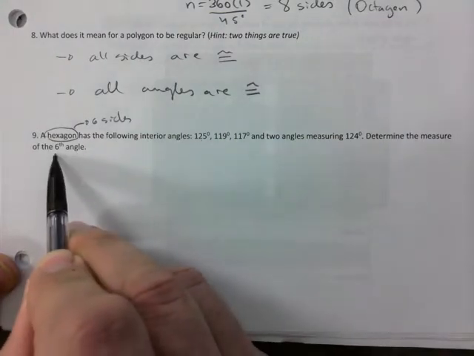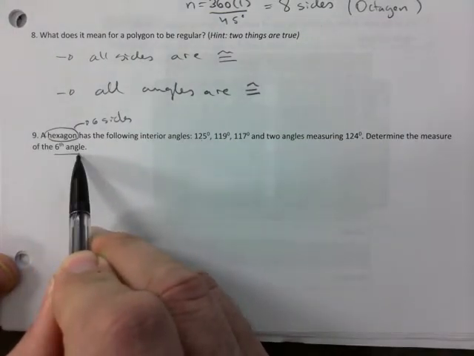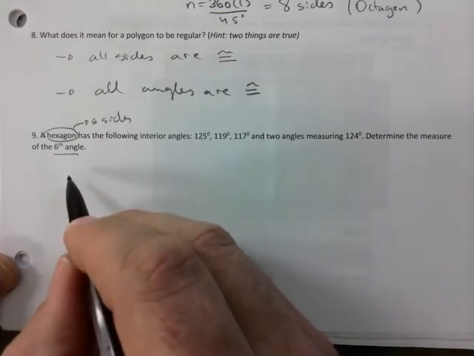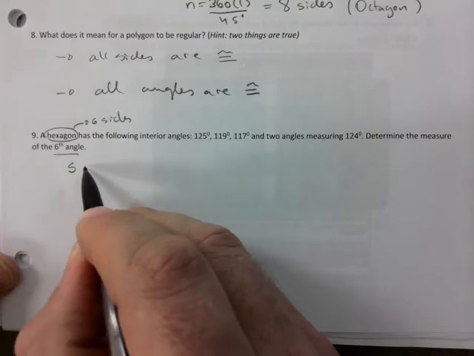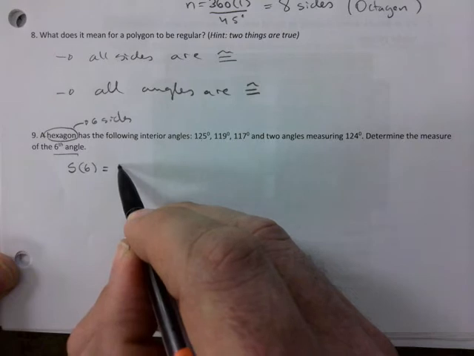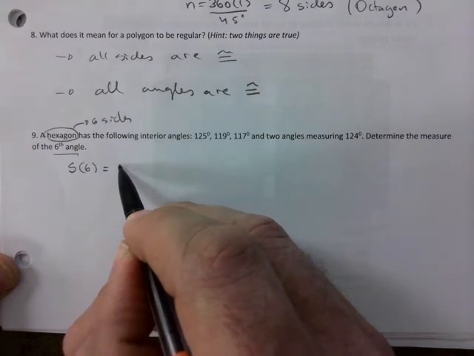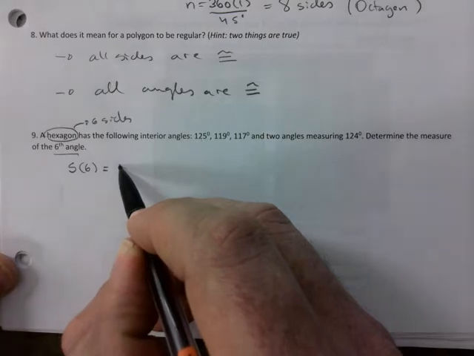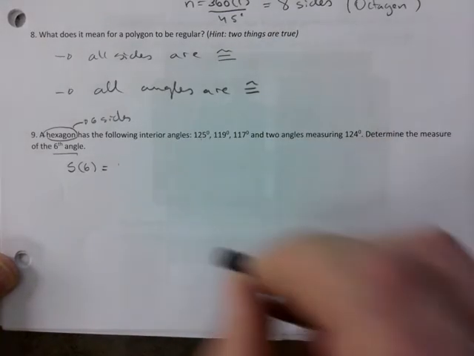Determine the measure of the 6th angle. Okay. How are we going to do this? First of all, you need to know the sum of a 6-sided polygon is... of a 6-sided? That's a 4-sided. But let me back up here.